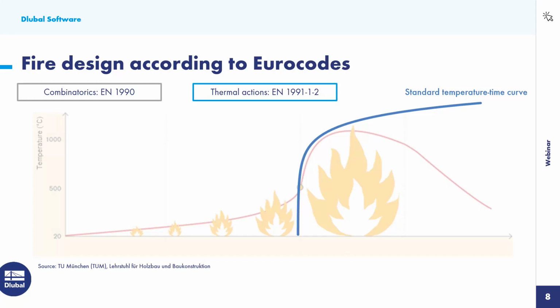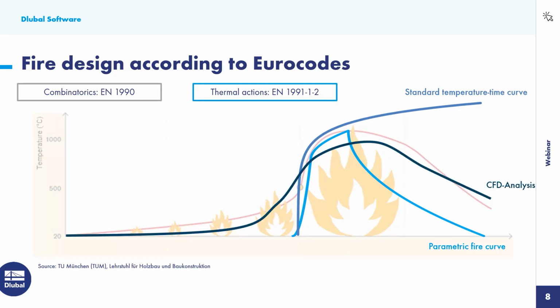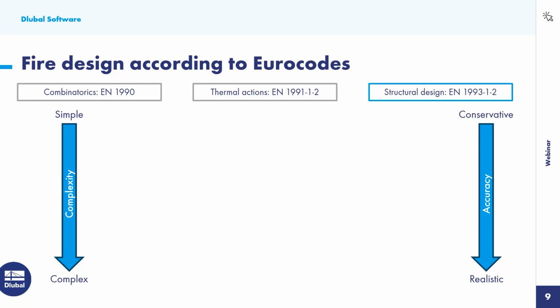Alternatively, the Eurocode also allows the use of more sophisticated approaches to predict the temperature development, such as parametric fire curves, zone models, or results from CFD analysis. The actual design of structural elements is regulated in the respective material-specific Eurocode, such as the Eurocode 3 Part 1.2 for steel construction. In principle, all ECs or Eurocodes distinguish between 3 alternative methods with increasing complexity and accuracy.